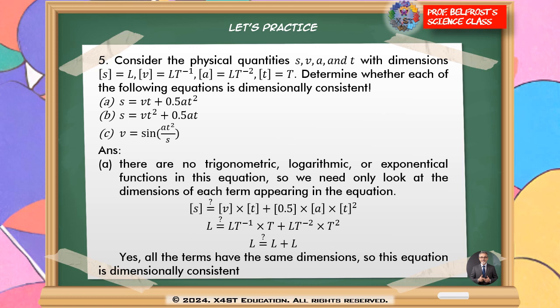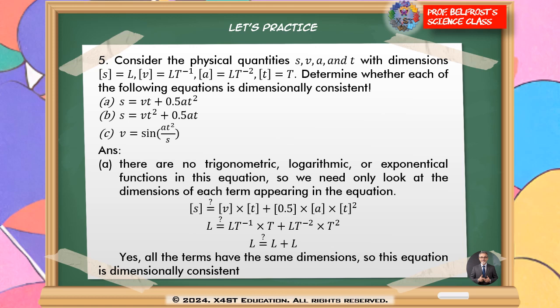For A and B, there are no trigonometric, logarithmic, or exponential functions in the equation. So we need only look at the dimension of each term appearing in the equation. So V is LT to the minus 1, T is T, A is LT to the minus 2, T is T, right? How about the constants? We don't pay attention to constants because they don't have any dimension. We only need to check the equality of the dimensions.